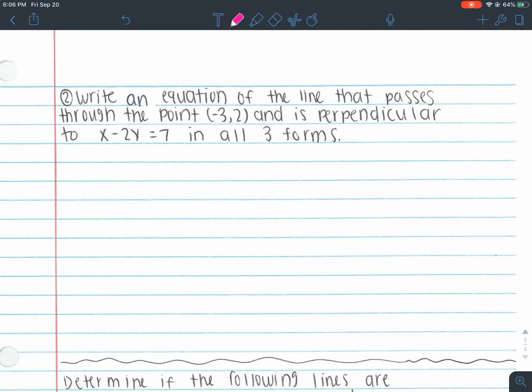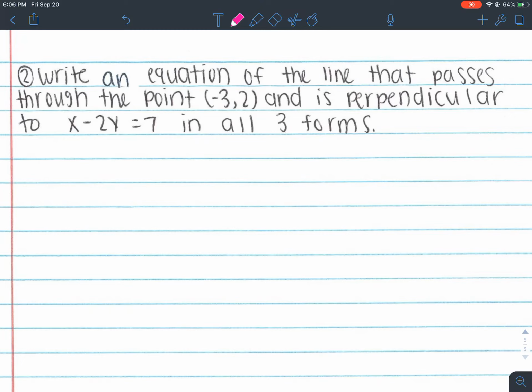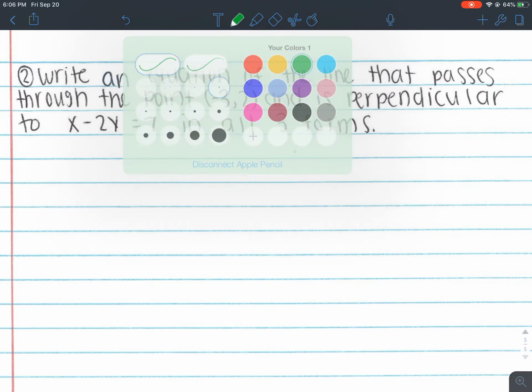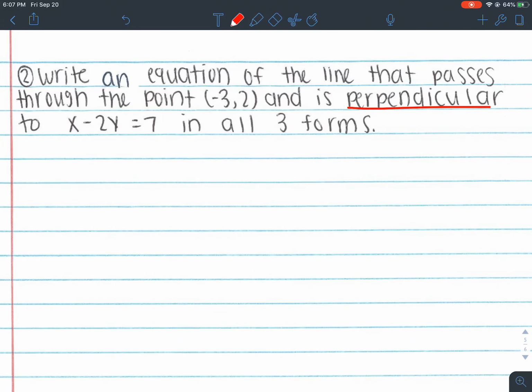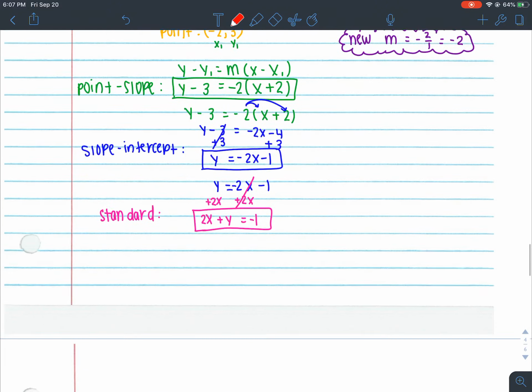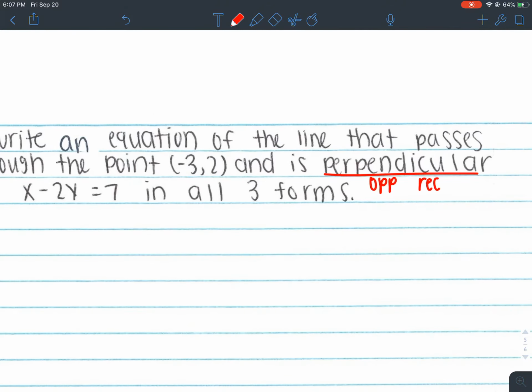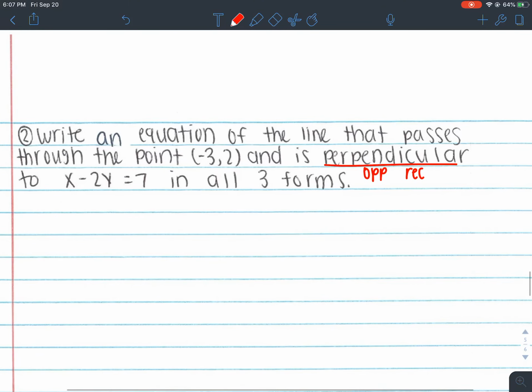We're going to have extra practice writing a perpendicular line to an original line. All right, so here we need to write an equation of a line that passes through the point -3, 2, and it's perpendicular to x minus 2y equals 7 in all three forms. So go ahead and look. We have perpendicular, which means we need opposite reciprocal slopes. We don't want to keep thinking, hey, it doesn't matter. It does matter. Your slope has to be opposite reciprocal.